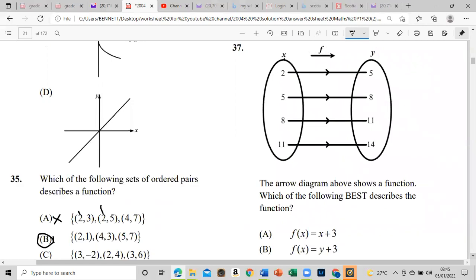All right, the arrow diagram shows a function. Which of the following best describes the function? So it's f of x equals x plus 3. Okay, 2 plus 3 is 5, 5 plus 3 is 8. Yes, definitely the first one.